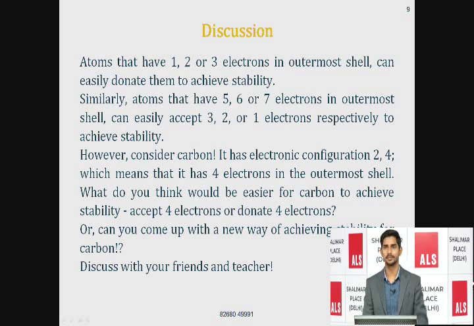Okay, so this is the discussion question. They are saying if valence is 1, 2 or 3, meaning the outermost shell has 1, 2 or 3 electrons, it is easy to donate, whereas in case of 5, 6 and 7, it is easy to accept. Means those elements which have 5, 6 and 7 electrons would like to accept electrons instead of donating. Whereas carbon has 4 electrons in the outermost shell. So what should carbon do? It should donate or accept. What do you think? What do you suggest? Write your views. Then we'll discuss it.